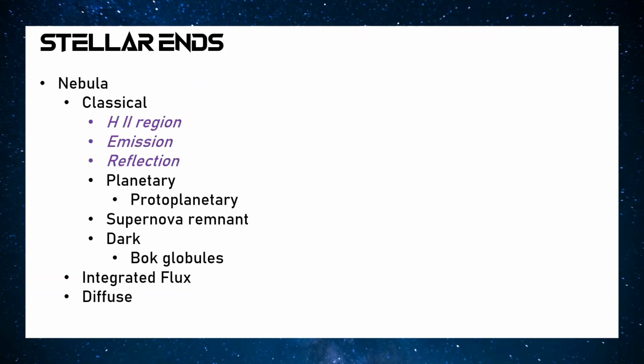Now, with supernovae, that's not the end of the story. But before we get into what happens after supernovae, what's left there, let's clear up a little bit of things about nebulas, because they kind of fit in here too. We already looked at nebulas with stellar beginnings. So we looked at the H2 region emission and reflection nebulas, but there are other types here that usually come in the form of stellar ends.